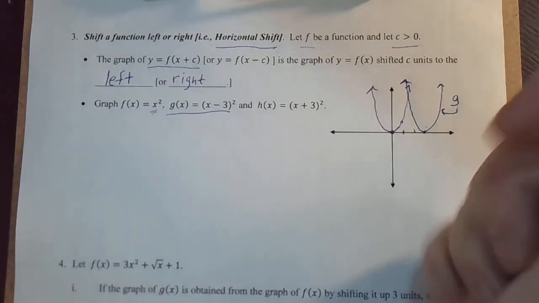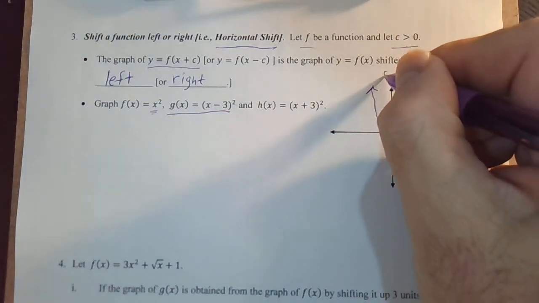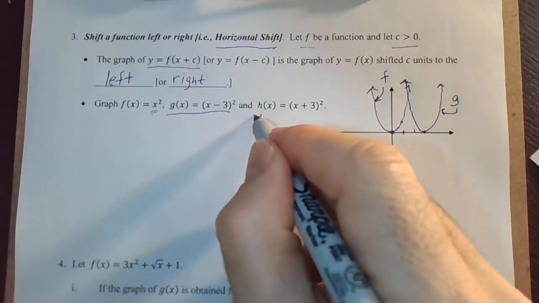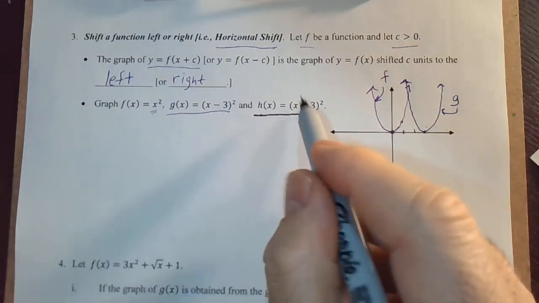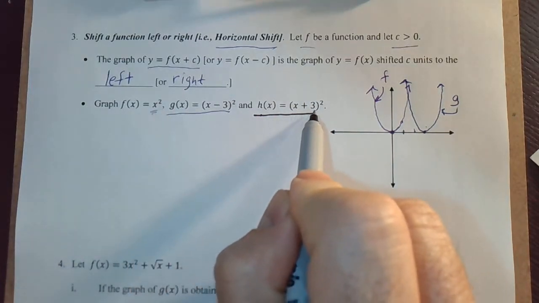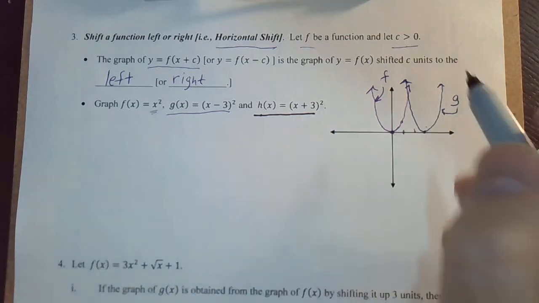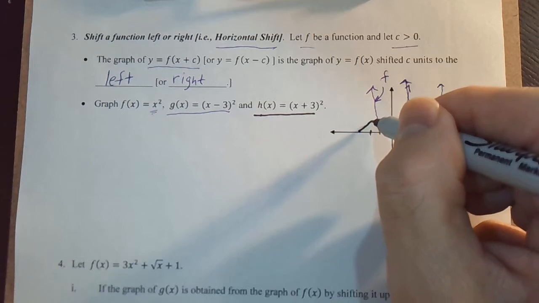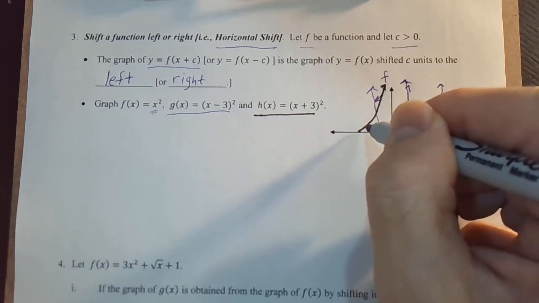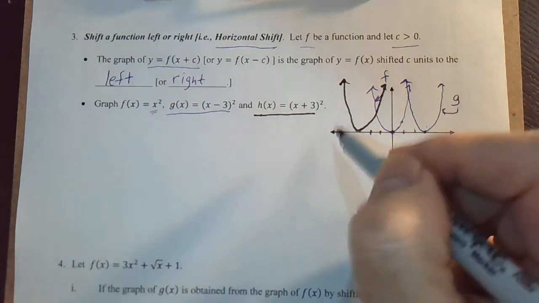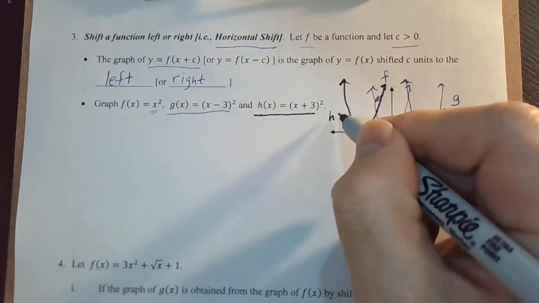And this one would be f. And now let's do h. Notice what h is: instead of x squared, we replaced x with x plus 3, which means shift it to the left 3. 1, 2, 3. Oops, kind of wrote over my function f there. And this is going to be function h.